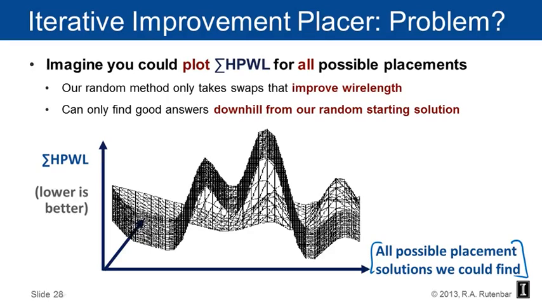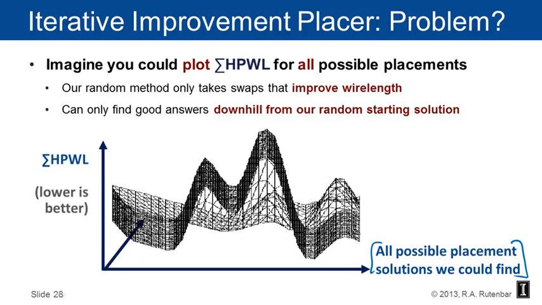I'm showing you two dimensions on this little plot, which has a whole bunch of hills and valleys. Got a great big peak in the middle, and then a medium-sized peak, and then some big deep valleys on the left and the right. Imagine that you could plot this. So the vertical axis is the sum of half-perimeter wire length, and I'm looking for small.